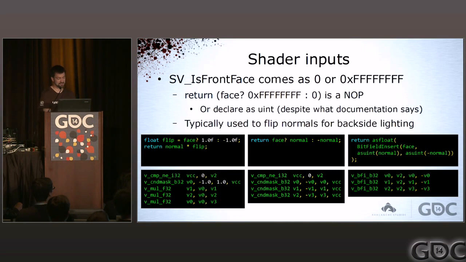And finally, on GCN, it has this bit field insert instruction, which is very useful. It's sort of a bitwise blend based on a mask between two inputs. And since we have these raw bits of either 0 or 1, we can just feed that directly and select between two values. Then we can shave off one more instruction. So it's down to 3 instructions for flipping the normal according to face direction.